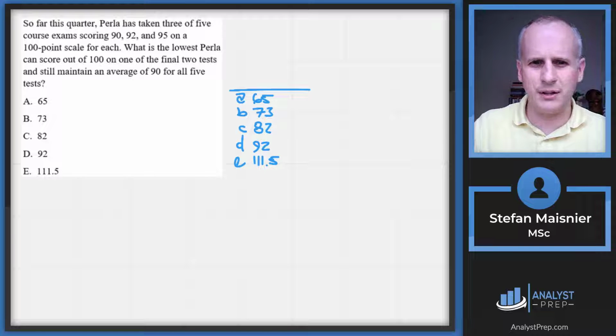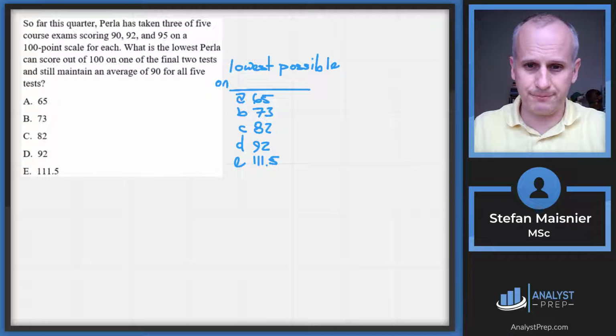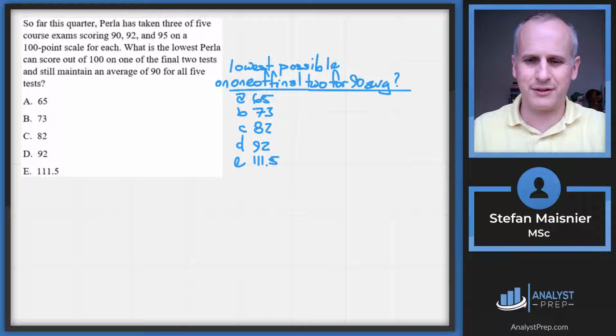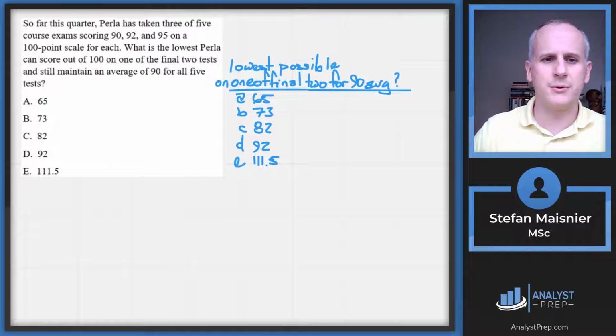So we skip to the end. We're being asked for the lowest possible score on one of the final 2 exams for a 90 average. It's a relatively lengthy little setup, but we know we want to immediately figure out what we're being asked for so that we're not wasting time rereading this problem.